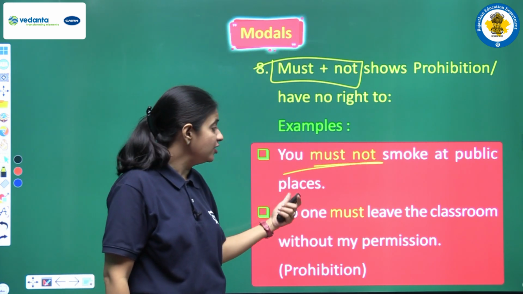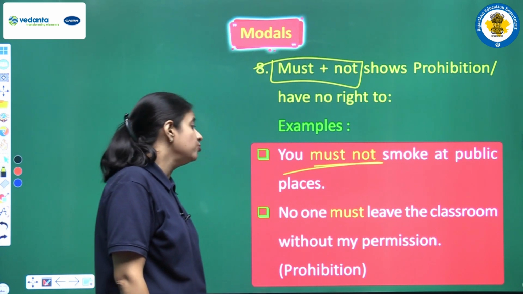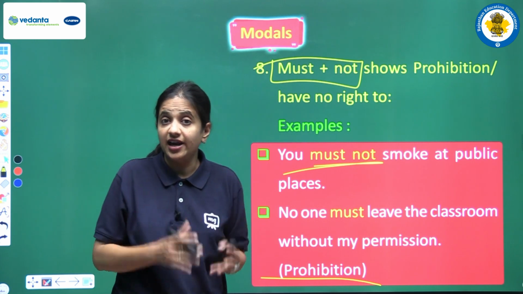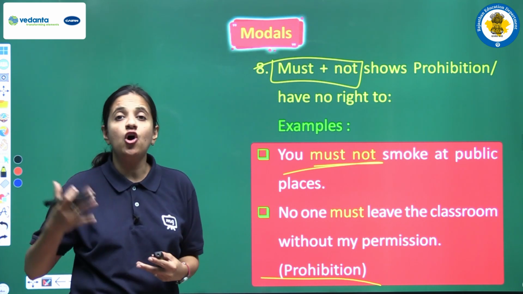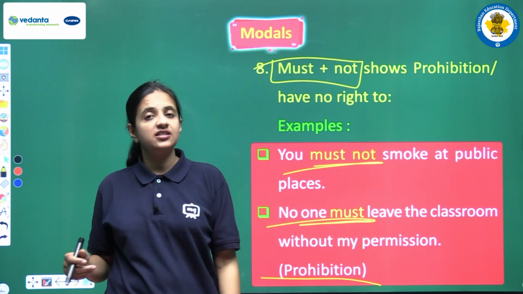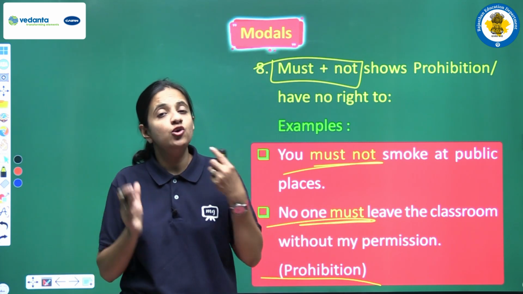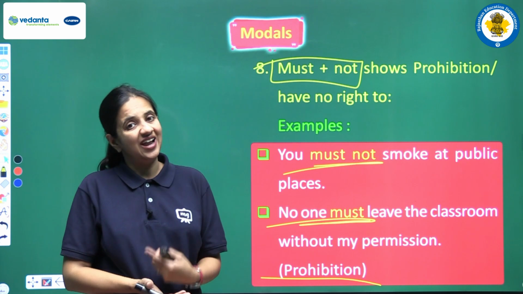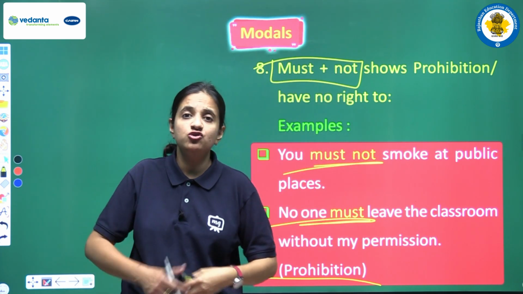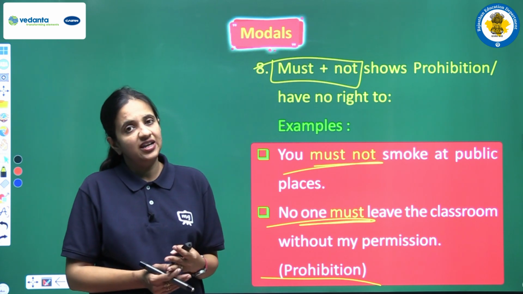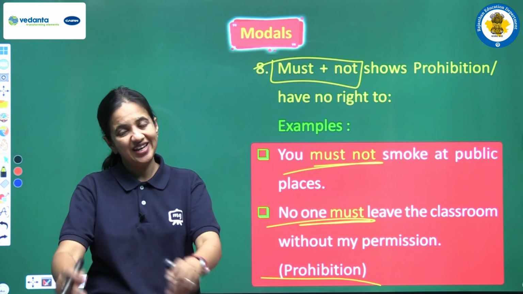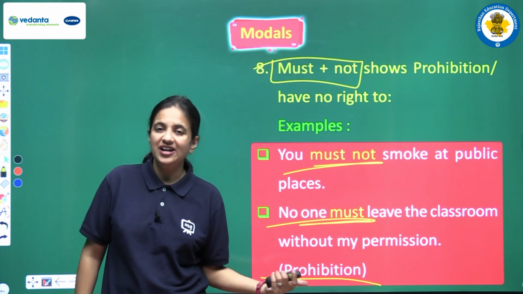Similarly, if we write that no one must leave the classroom without my permission, again we are refusing this, we are denying this, and that too in a very strong manner, and we are saying that no one must leave the classroom. It means that no matter what, no one is allowed to leave the classroom. Okay, so in this manner must not is used to show very strong prohibition, to show something that is totally denied, no one is allowed to do. Okay, so this is all about this model, that is must.